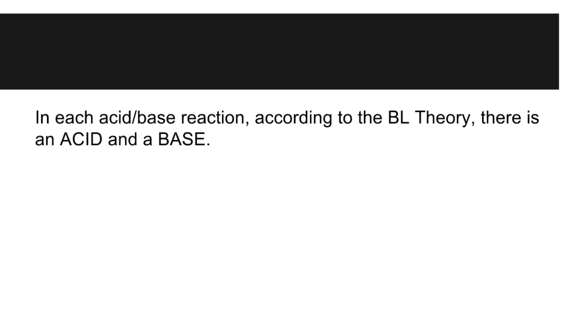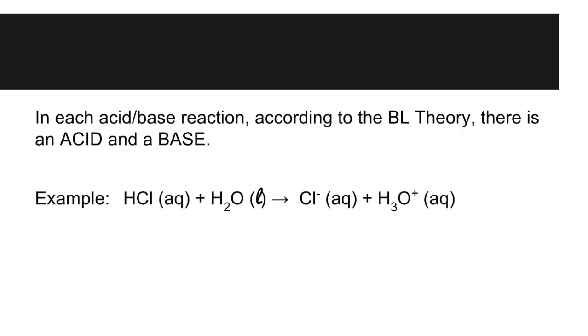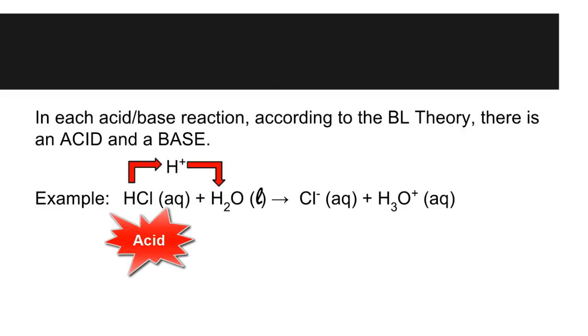In each acid-base reaction, according to the Bronsted-Lowry theory, there is an acid and there is a base. For example, if we go back to our hydrochloric acid reacting with water, a proton is being donated from our HCl to our water. That means that our HCl is acting as an acid and our water is acting as a base.